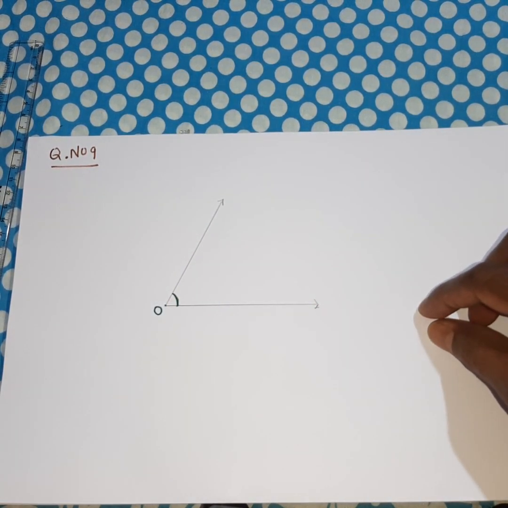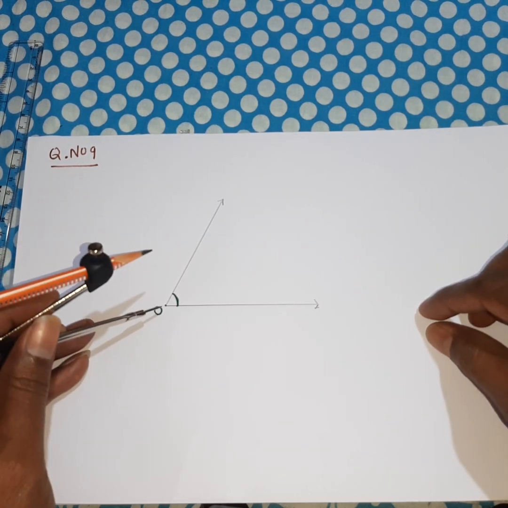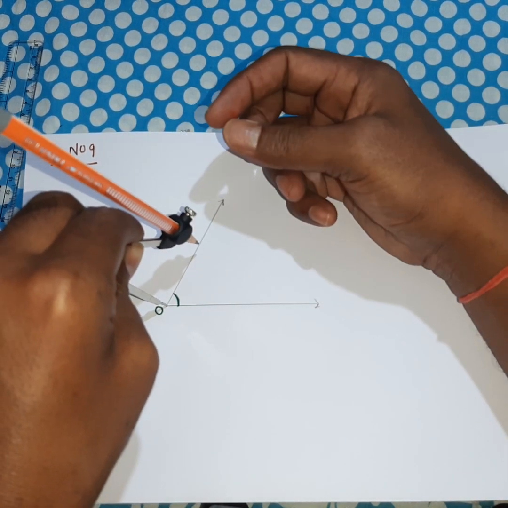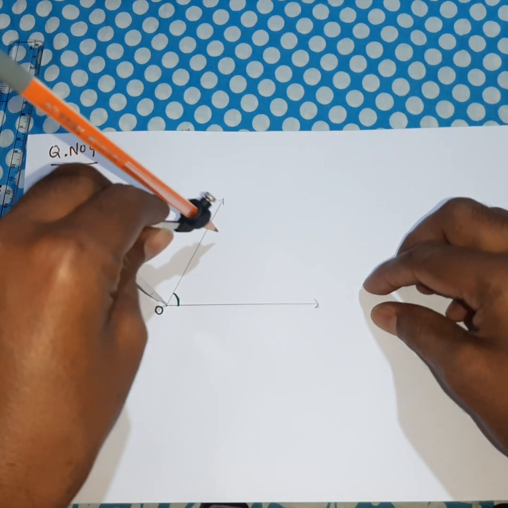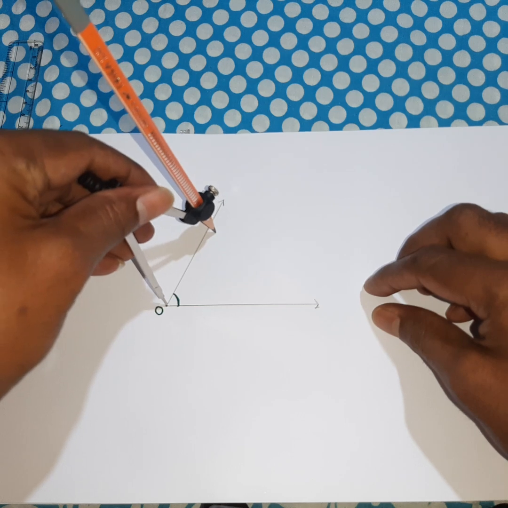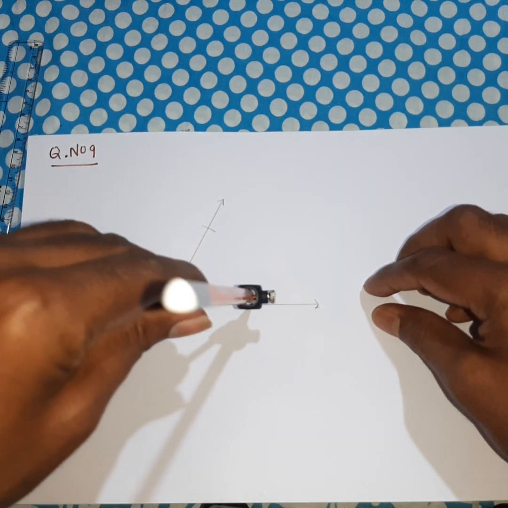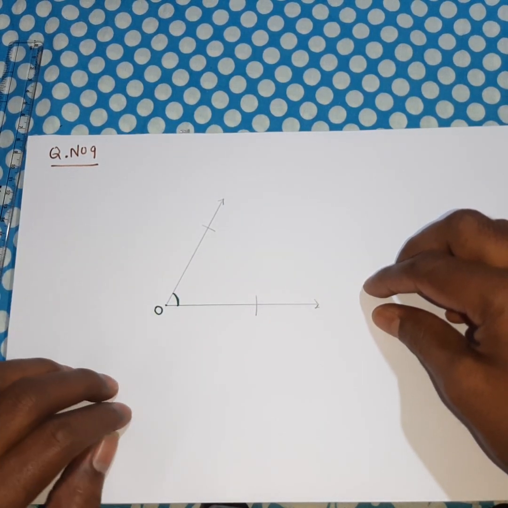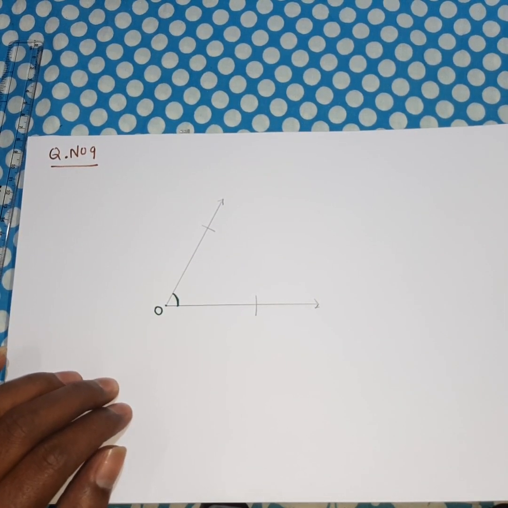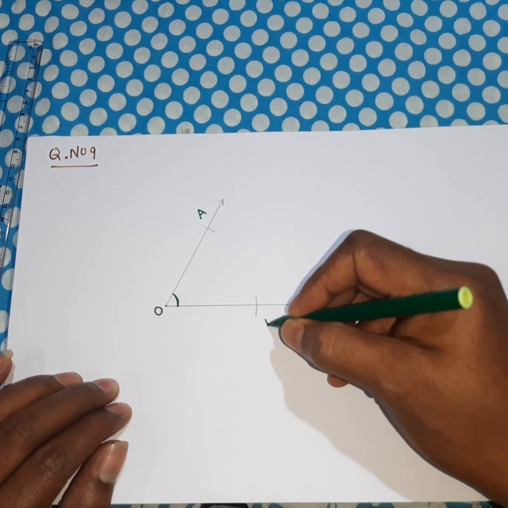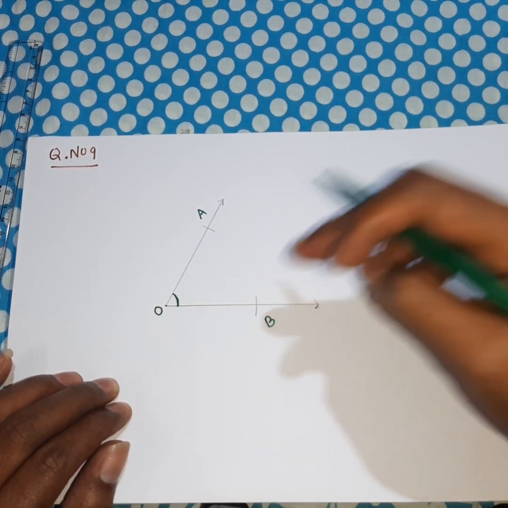So instead of measuring with a scale, take a compass, then take center as O. You can draw two arcs, one on one ray and the other on the other ray. On the first ray I draw one arc and here one more arc. Then both will be exact measurements. Clear? Now give the names of those two points. This is A, OA and OB. OA equals OB here.